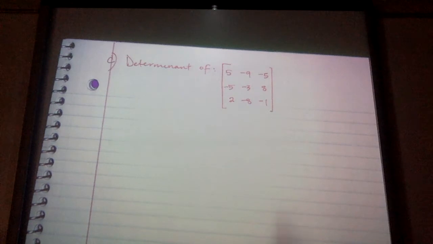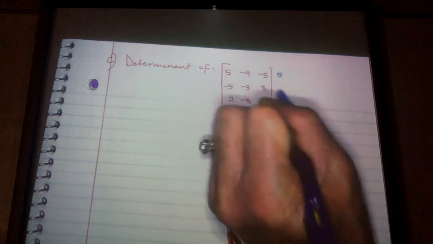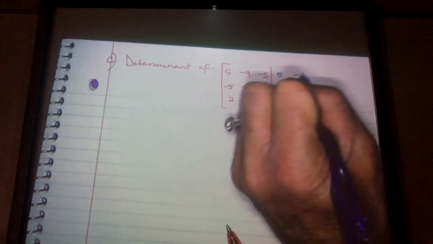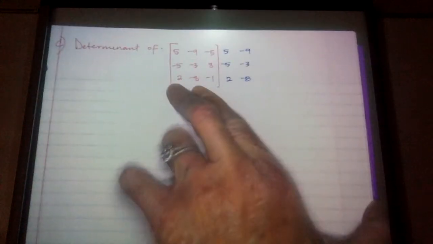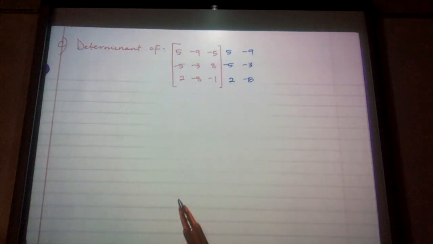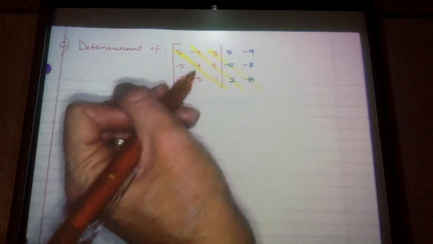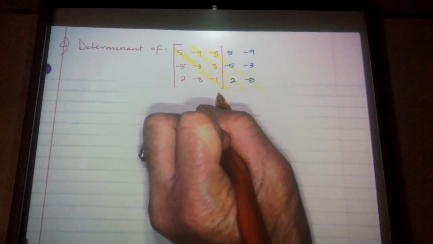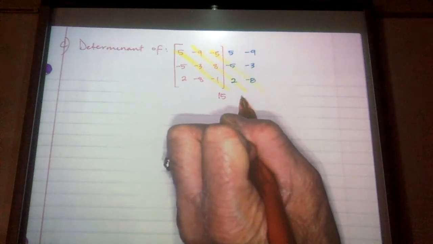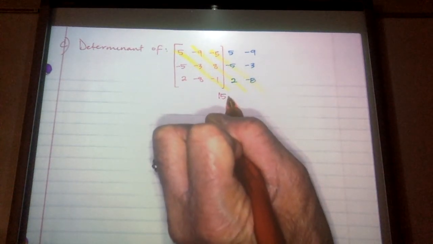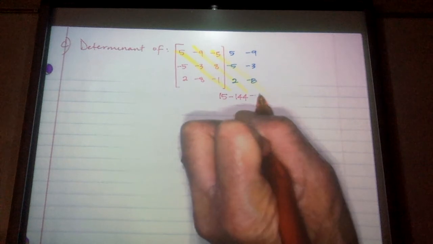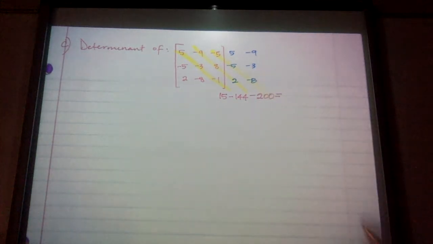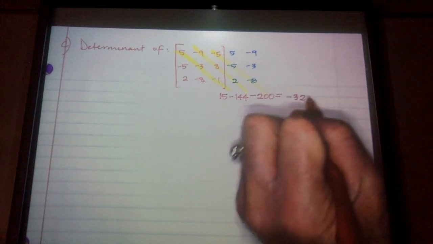Copy the first two columns. So 5, negative 5, 2, negative 9, negative 3, negative 8. Notice I copied the first two columns. If you'd like, pause, find your diagonals. So I'm going to find these three first. 5 times negative 3 times negative 1 is a positive 15. Negative 9 times 8 times 2 is negative 144. Negative 5 times negative 5 times negative 8 is negative 200. And that gives me negative 329.